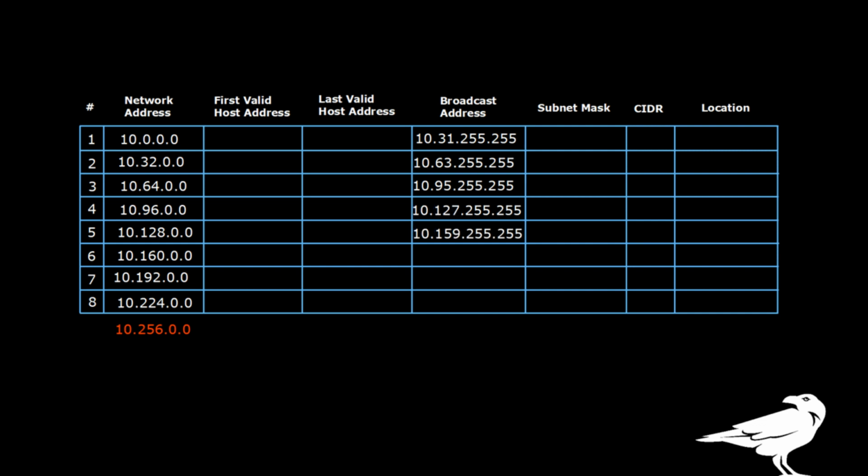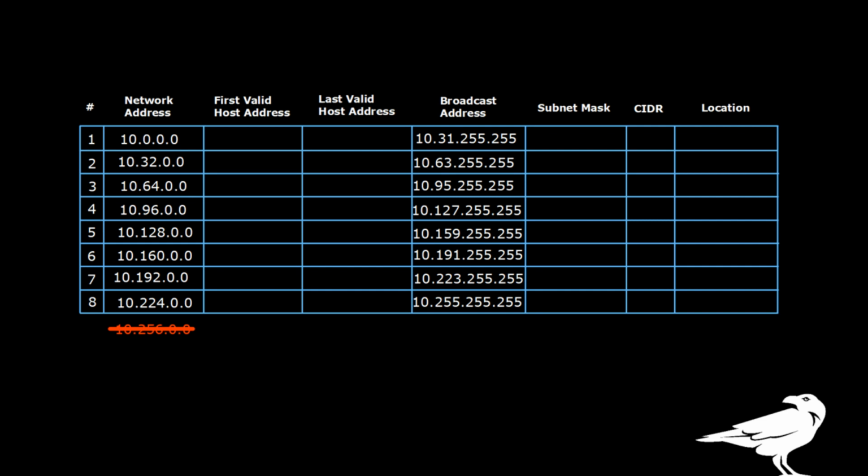10.127.255.255, 10.159.255.255, 10.191.255.255, 10.223.255.255, and 10.255.255.255 as the very last one, because that 256 would work here. But now that it's done its job, let's just quickly scratch it out so we don't accidentally use it. Let's move on to the first valid host address.